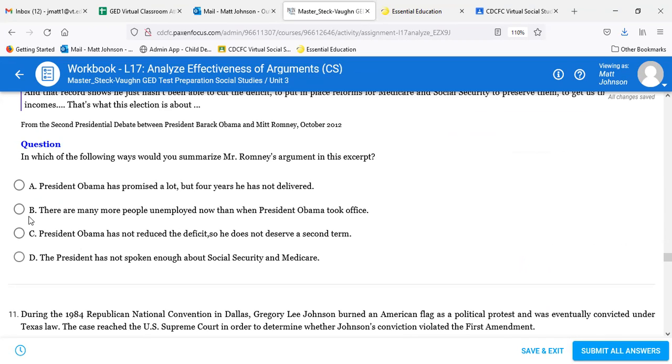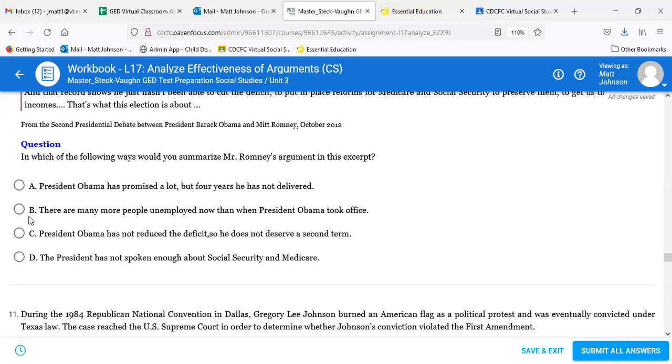Okay, number 10. It says, in which of the following ways would you summarize Mr. Romney's argument in his excerpt?